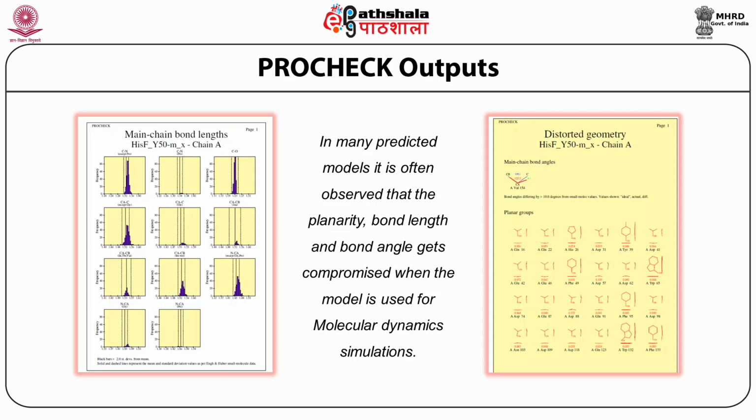On the right side you see distorted geometry for the aromatic amino acids or the side chains. All the amino acids should have planarity. Planarity is very important for them to show good interactions or to predict any interaction between two amino acids. Here you see the planarity. Basically the aromatic amino acids are more important, where planarity plays a very important role in the stacking interactions.